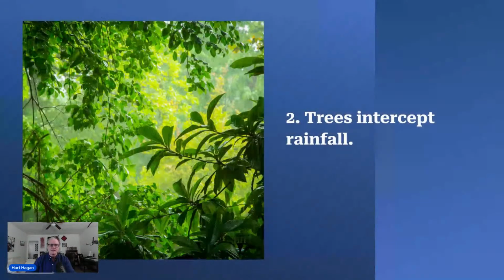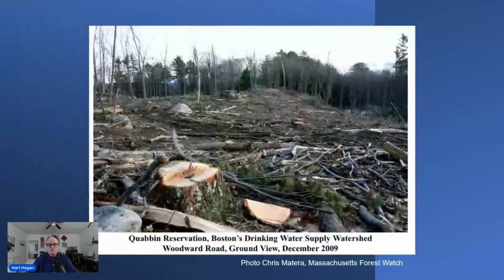Go here to my handy dandy screen. So trees intercept the rainfall. As opposed to what? As opposed to, this is by my friend Chris Matera, Massachusetts Forest Watch. This is a clear-cut carbon reservation. Boston's drinking water supply watershed is included here.